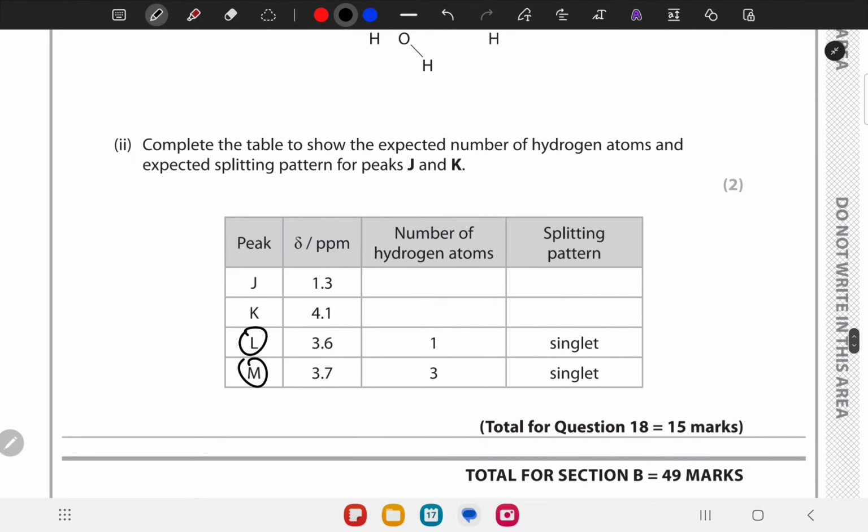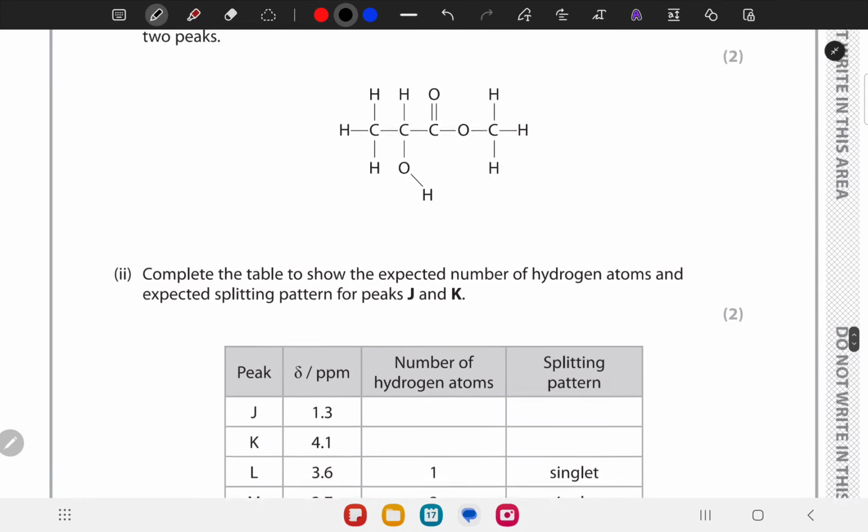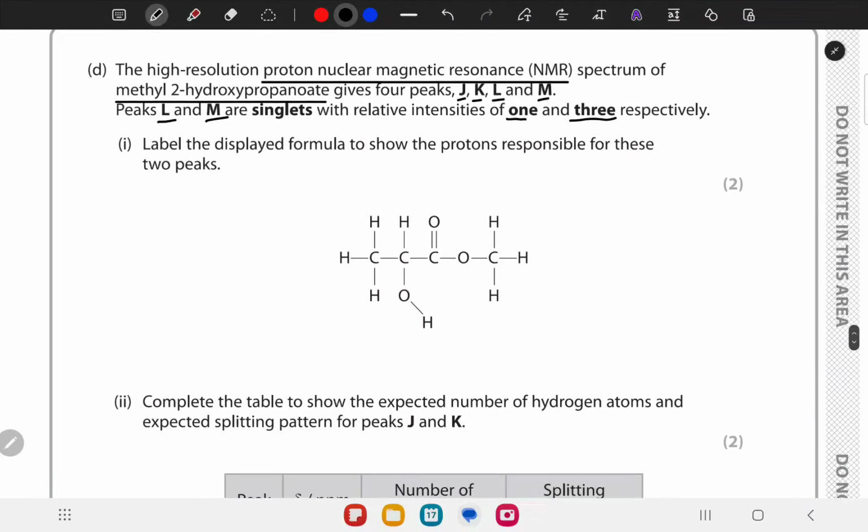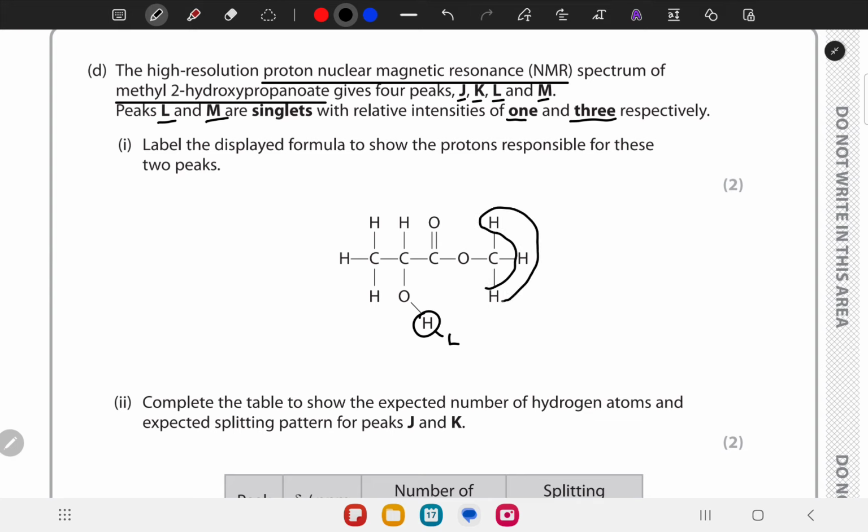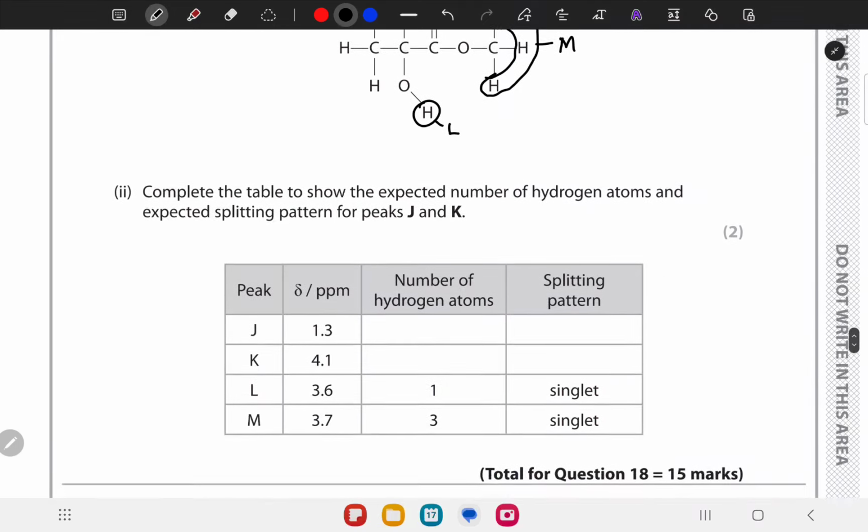We are given L and M, we have to find J and K. So we are given the ratio of peak L and M and their intensity. This will be peak L and this will be M, since there are 3 hydrogens in M and 1 in L. So this will keep our ratio of 1:3.